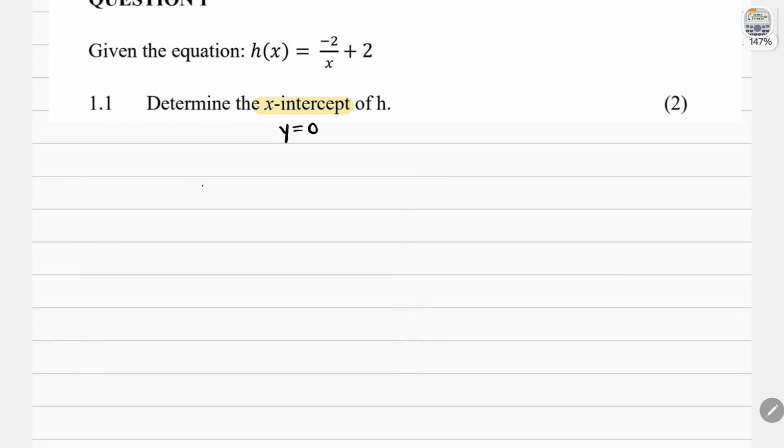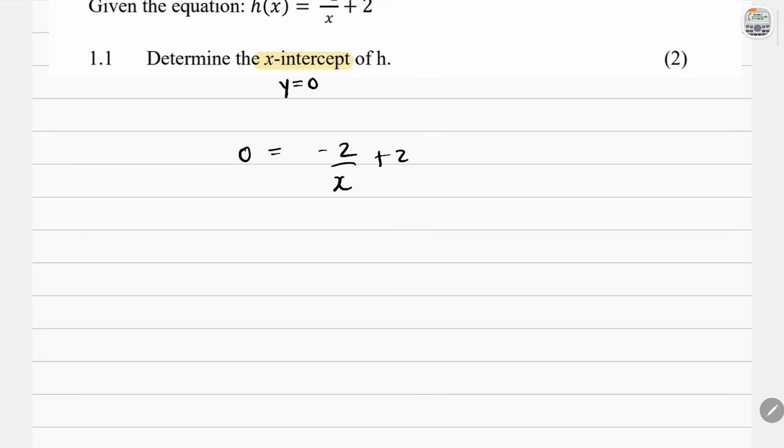So we have h of x, and h of x stands for y. Okay, if you rewrote this as y equals negative 2 over x plus 2, it's the exact same thing as h of x. Okay, it means the same thing. So in place of h of x, we substitute 0, and now we just have to solve for x here.